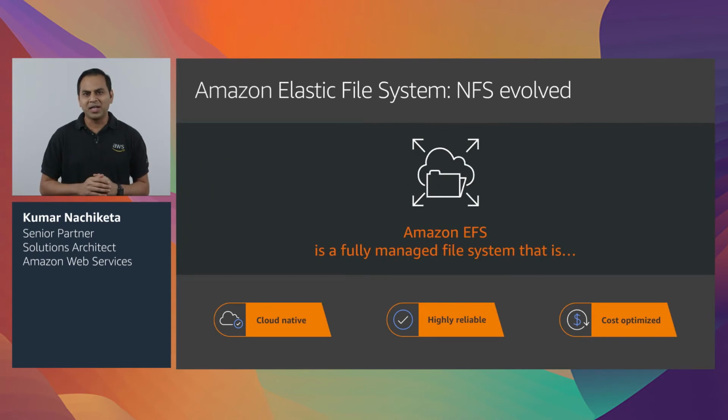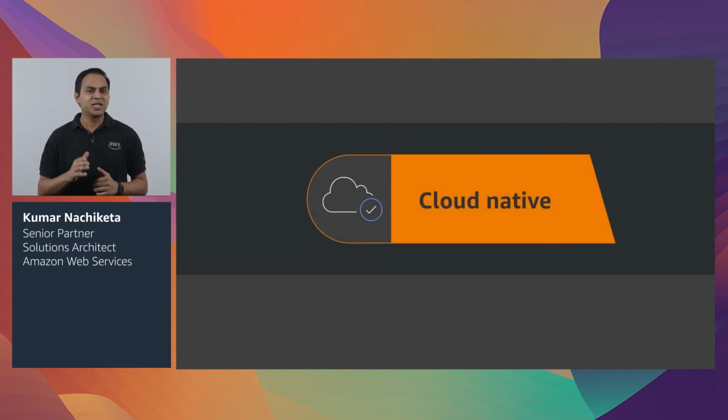Let me start by giving more details about Amazon Elastic File System, or Amazon EFS. Amazon EFS is network file systems evolved. It is a fully managed shared file system that is cloud native, highly reliable, and cost optimized. Let me expand a bit on cloud native. You can grow and shrink EFS on demand. It's pay as you go. Pay only for what you use. You don't need to provision and manage infrastructure and capacity.